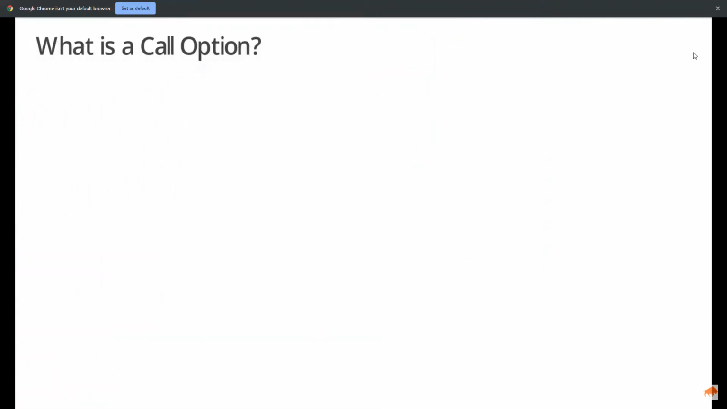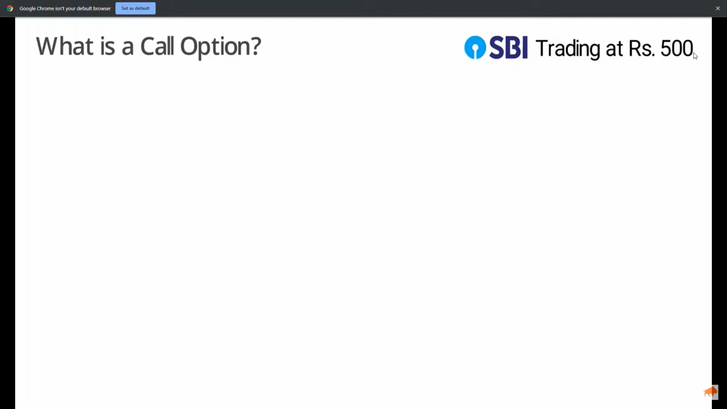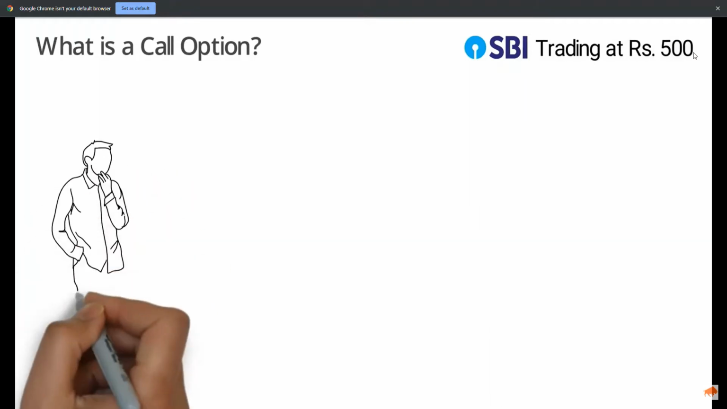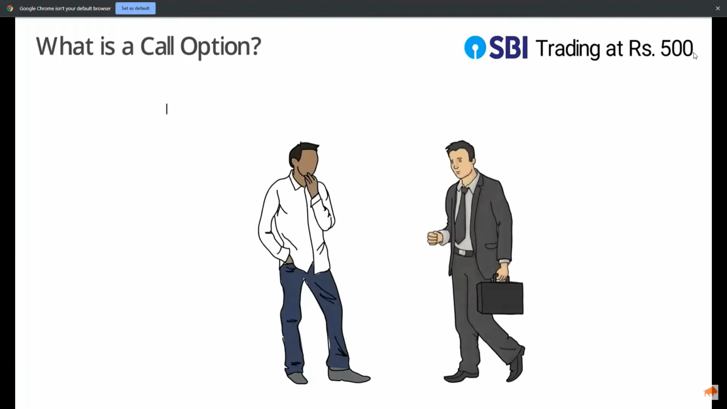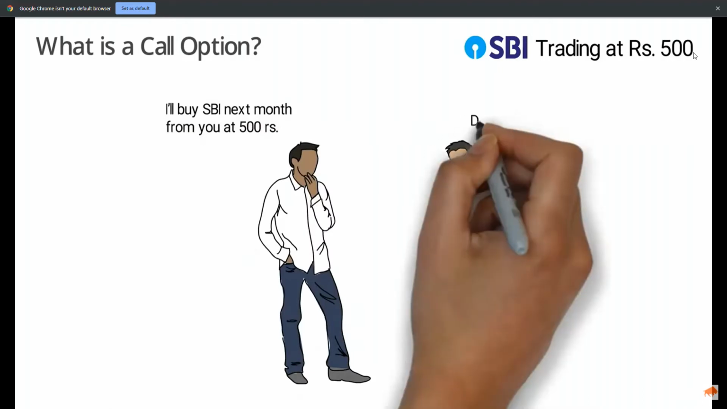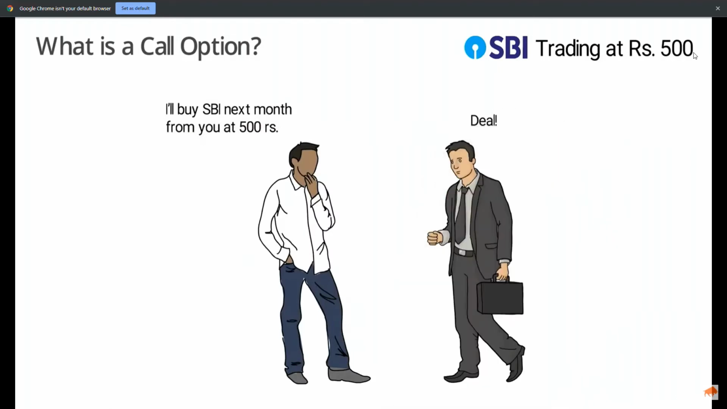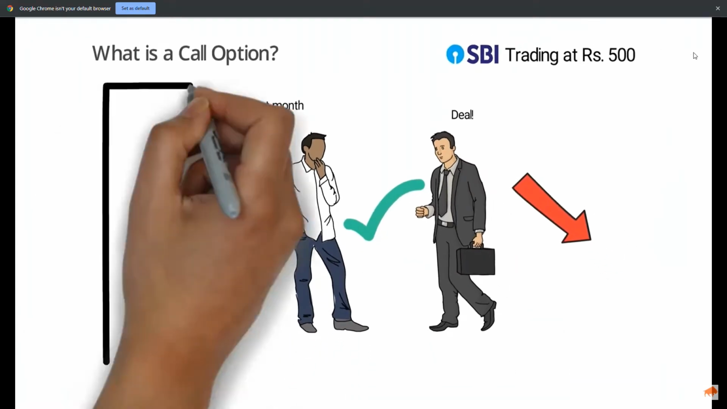Before we get into call options, let us understand what a future contract is one last time. State Bank of India SBI stock is trading around 500 rupees. You want to buy the stock, you are worried that the price will go up. So you came to me and said, I'll buy SBI next month from you at 500 rupees. And I said, deal. Because you think the price will go up and I think the price will go down, we strike this deal. This is a futures contract.